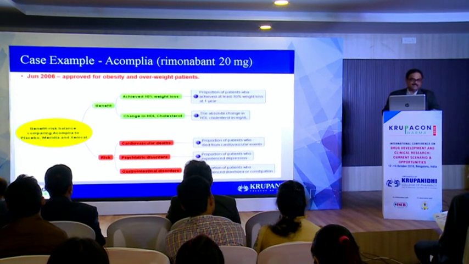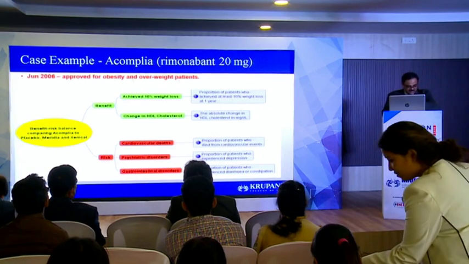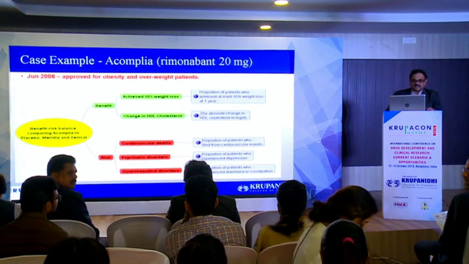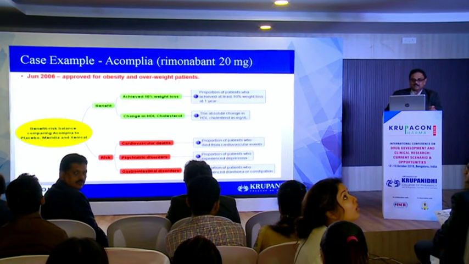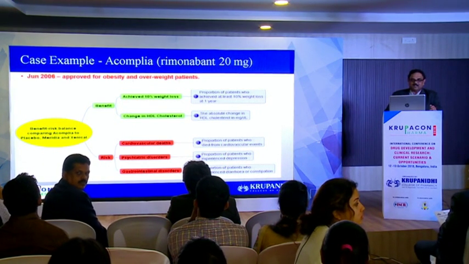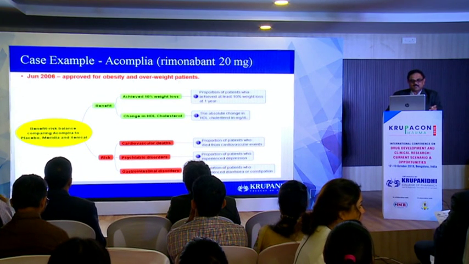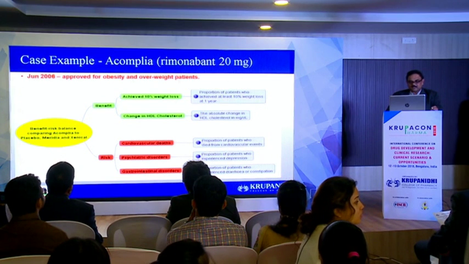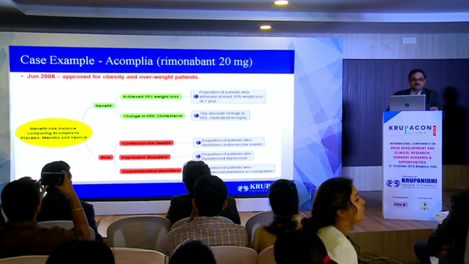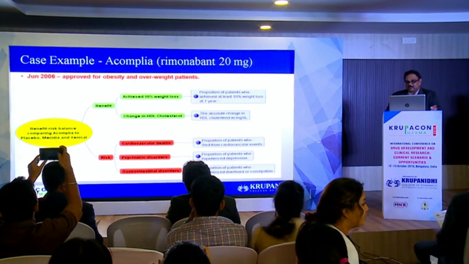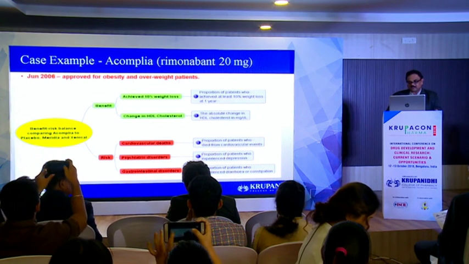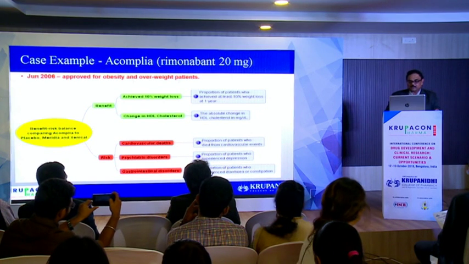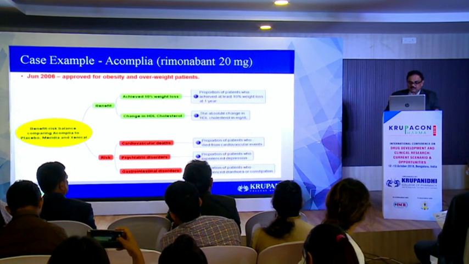So I'll just give one example. I'll just take one more minute. Just for your understanding, this drug called Rimonabant, 20 milligram, was there in the market. And this drug was approved for obesity and overweight patients. There was a benefit. Patients achieved 10% weight loss, which is wonderful. So proportion of patients who achieved at least 10% weight loss in 1 year was 10%. And then we had change in HDL cholesterol, absolute change was there.